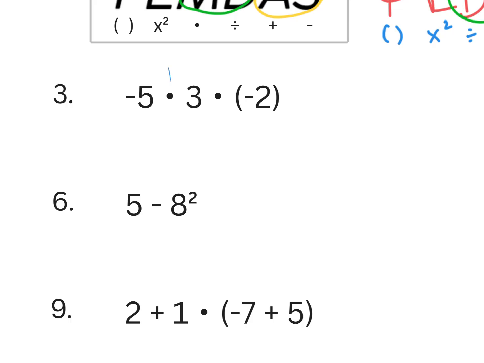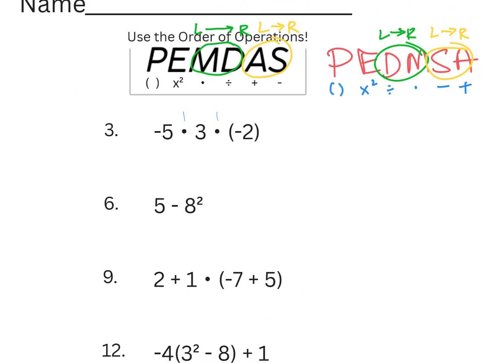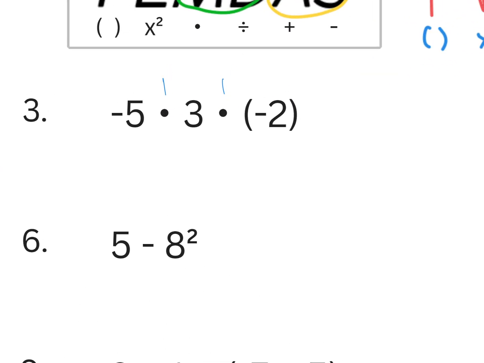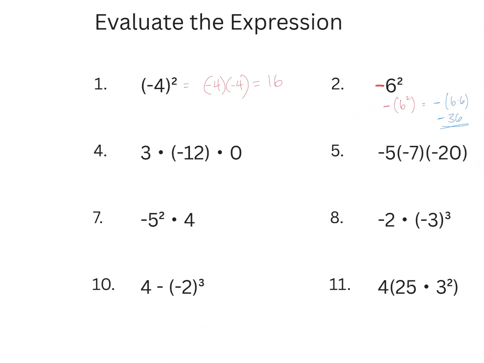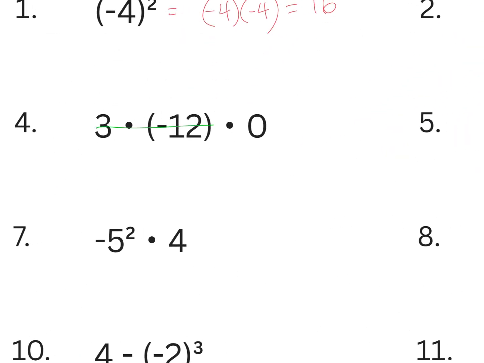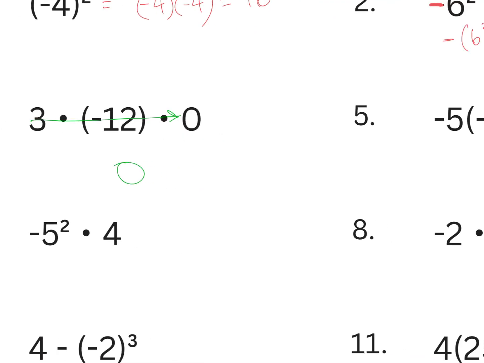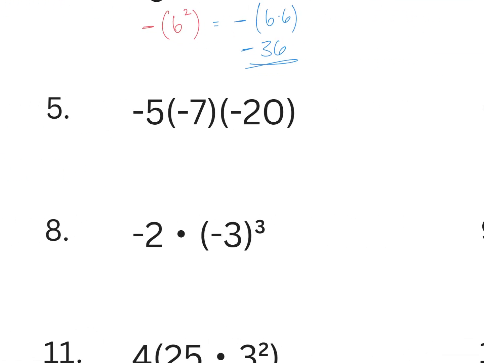Okay, we have multiply, and we're just going to go left to right, okay? So -5 times 3, -15. -15 times -2 is +30. This whole thing right here is times 0, so it's 0. This is left to right multiplying. -5 times 7 is +35 times -20.